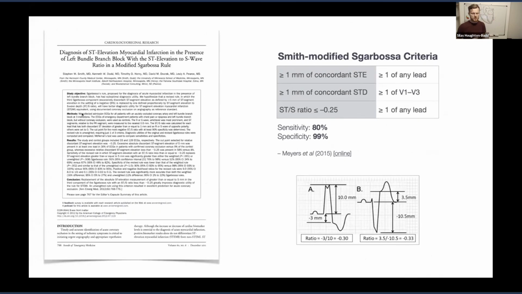The criteria essentially says that concordant ST elevation, in the same direction as the QRS complex, in any lead over 1 mil is concerning. Concordant ST depression in any of the anterior leads is concerning. And a ratio of the ST segment to the entire S wave of more than 25% is also concerning.